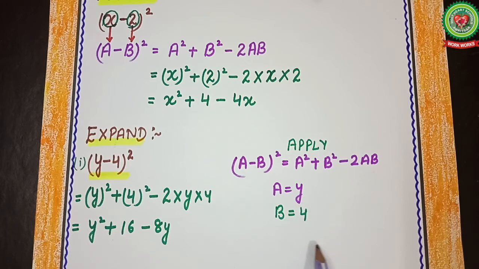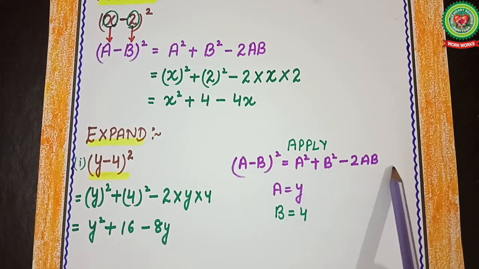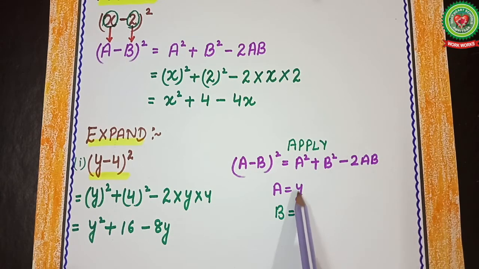Now students, one thing you have to keep in your mind is that you will not take this sign along with the value. This is a sign of the formula, right? So you will not take this sign along with the value of b. So the value of b is only 4, right? Now here a² + b² - 2ab. So what is the value of a? a means y², so you will write y². Plus means plus. b² means 4². Minus means minus. 2 means 2. ab means multiply, a multiply b, so y multiply 4. So you will write y multiply 4.